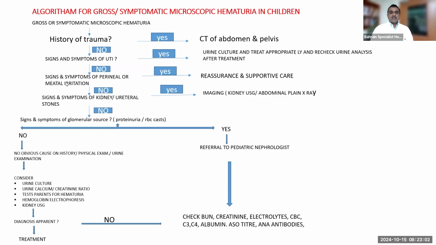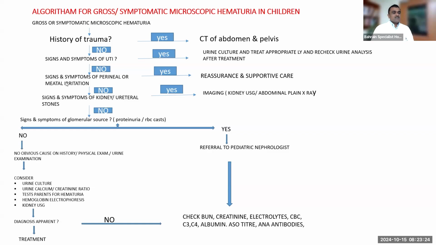If there is a urinary tract infection, then treat it and repeat the urine analysis. If there are any signs and symptoms of perineal or meatal irritation, it can be due to meatal infection, then you have to resume supportive care. If there are any signs and symptoms of kidney or urethral stones, image the kidney with USG or an abdominal plain X-ray.